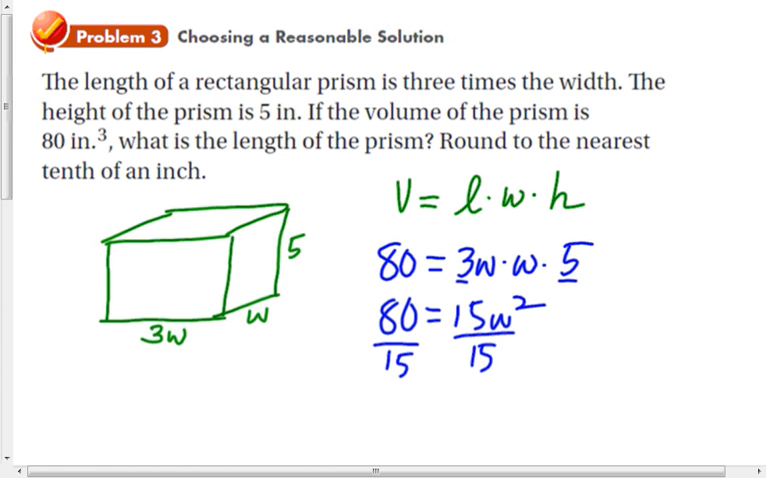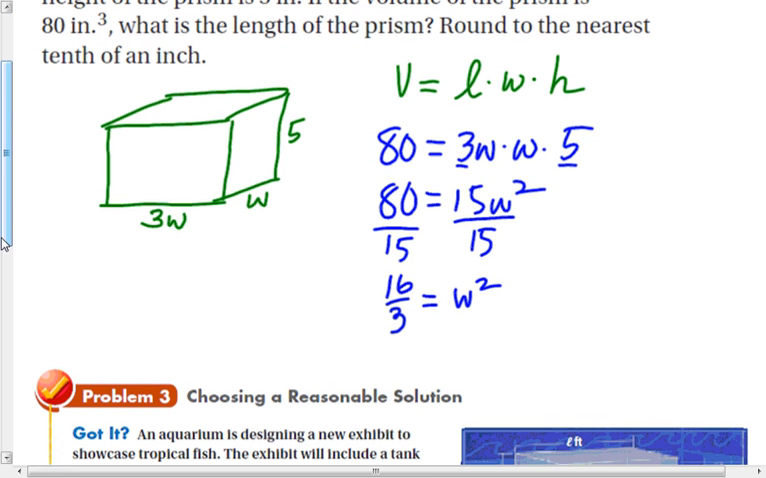And that gives me, I'm just going to simplify this as a fraction, see how that works out. 5 goes into 80 16 times, and 5 goes into 15 3 times. So w squared is equal to 16 thirds. And then I'm going to take the square root of both sides. Now remember, there's a positive and a negative, but I'm really only interested in the positive square root. So square root of 16 thirds.